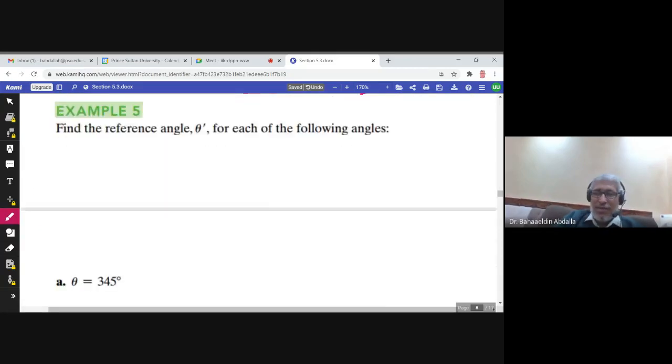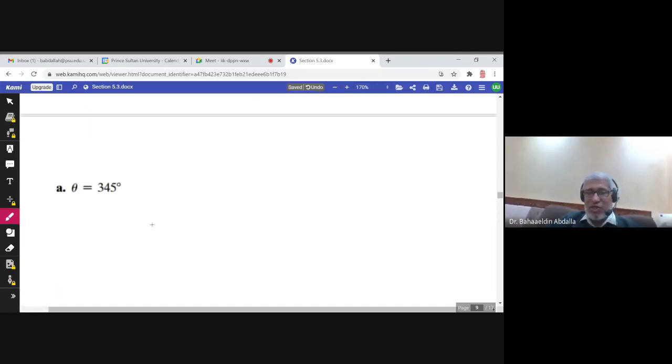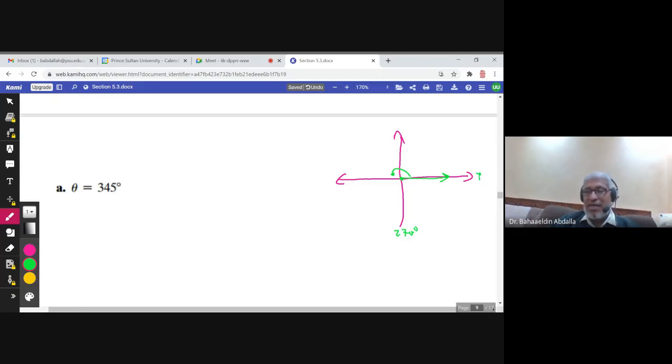Let us solve some exercises. Find the reference angle theta prime for each of the following angles. This is how the question comes. To answer it, I first need to sketch the graph of the angle in standard position. I put the vertex here and the initial side here, and I go in the positive direction. This is 270 and this is 360. So 345 is less than 360. This angle is the angle theta.